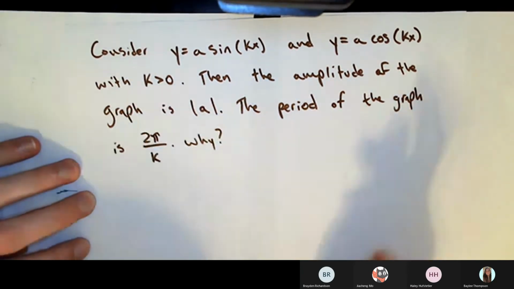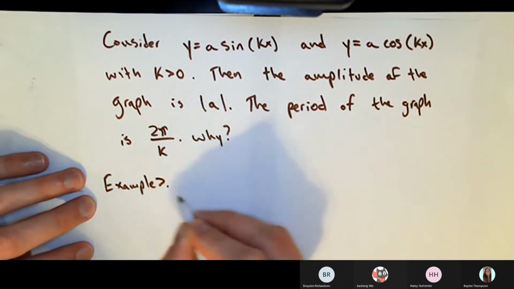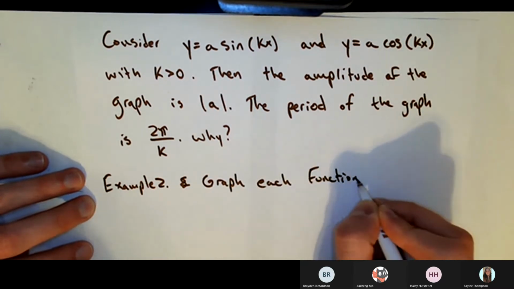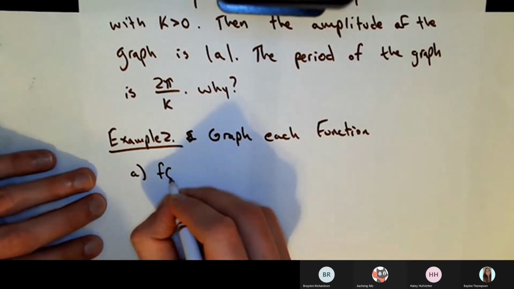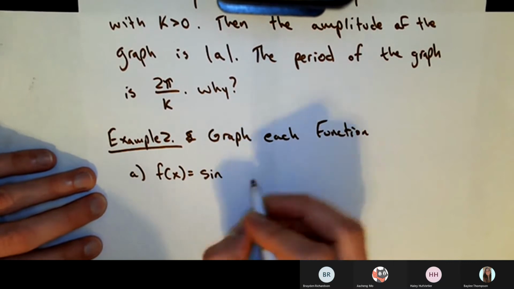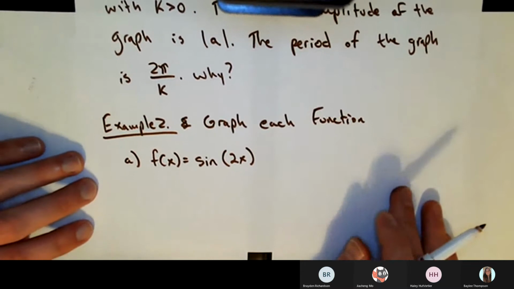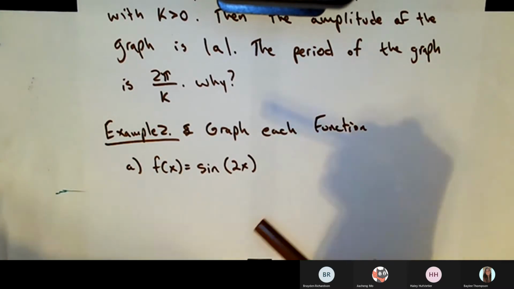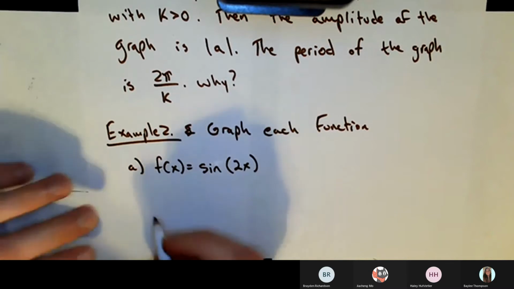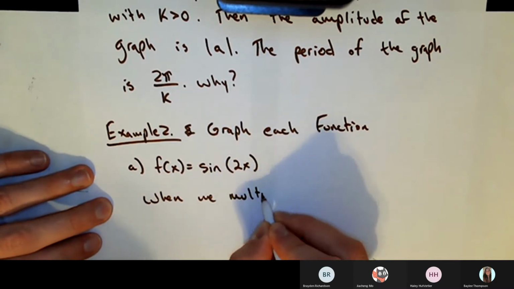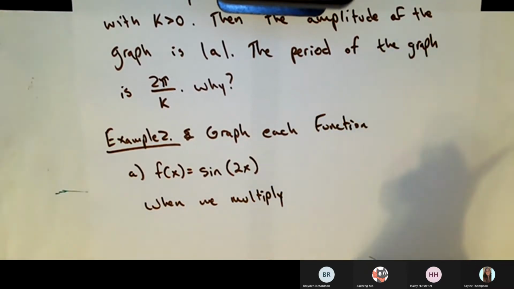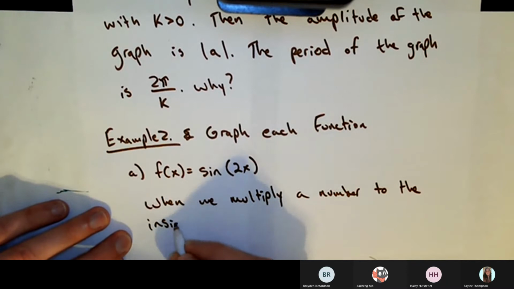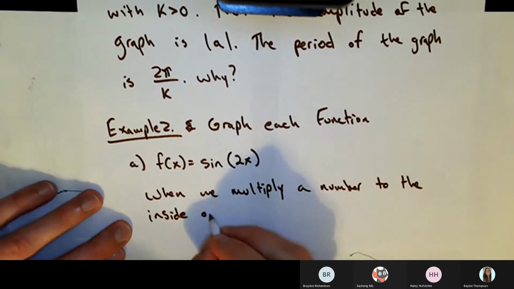Why? Well, let's look at some examples. So example 2, let's just graph each function. A, let f of x equal sine of 2x. Start with a simple one. What does multiplying by a number inside the function do? Let me try to use the same verbiage that I did for multiplying outside. When we multiply a number to the inside, when I say the inside of a function, I literally mean the input of the sine function.